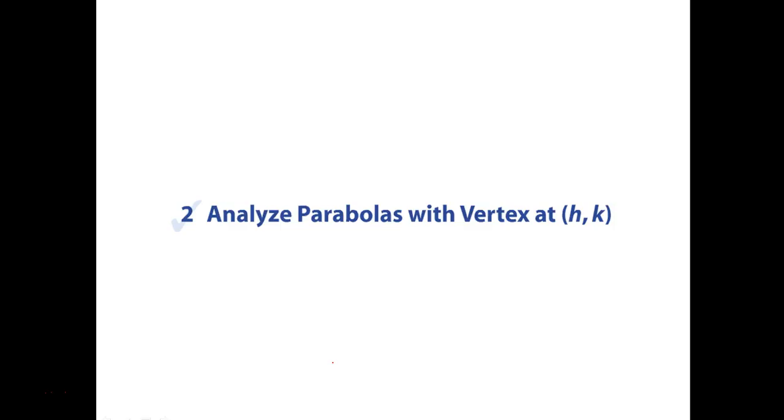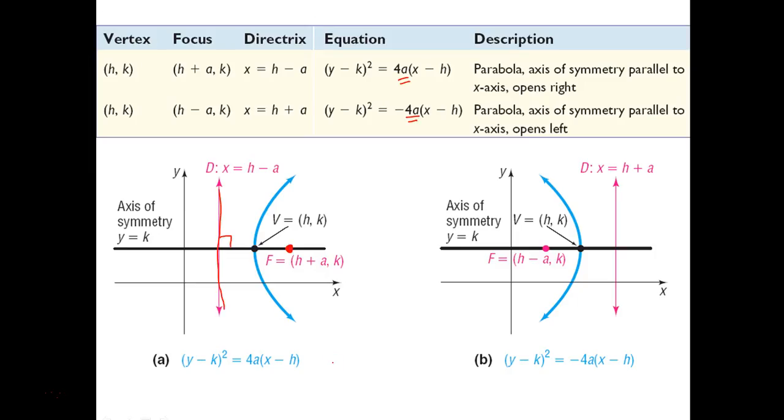Let's move these around a little bit and look at parabolas that don't have a vertex at the origin. So when we move them around, all of those statements are still going to remain true. That a value is going to still be how far away you are from the vertex to the focus and to the directrix in and out.